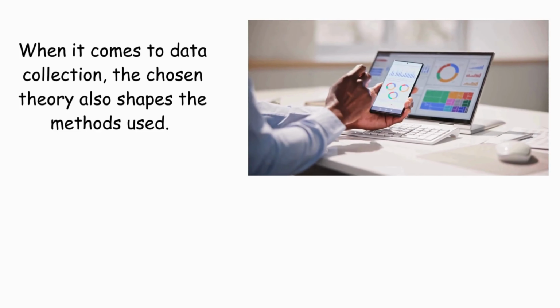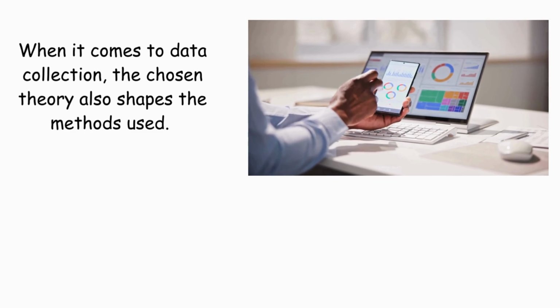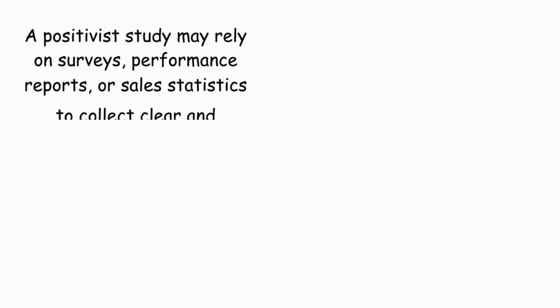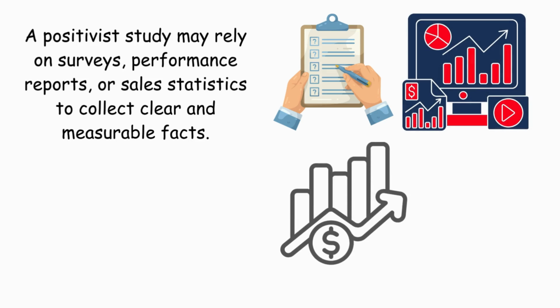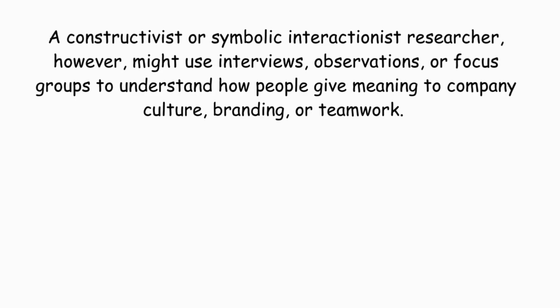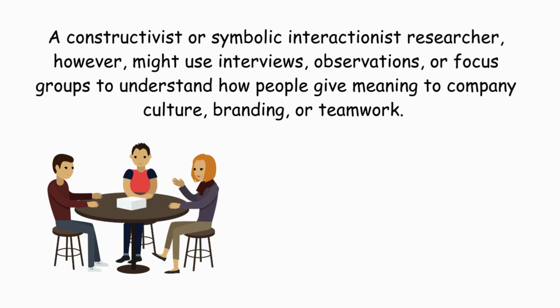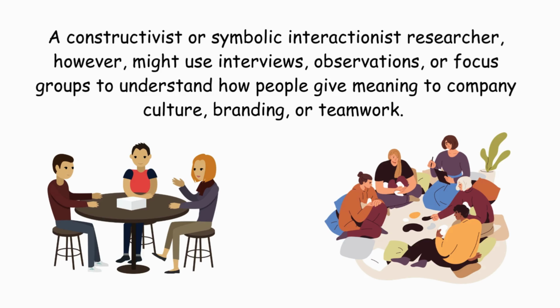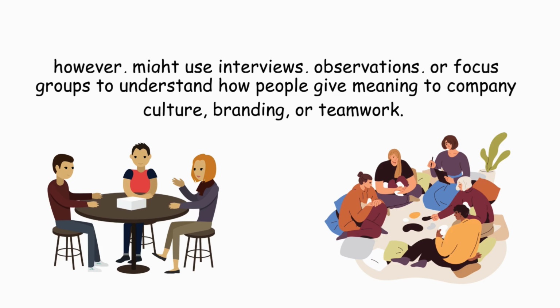When it comes to data collection, the chosen theory also shapes the methods used. A positivist study may rely on surveys, performance reports, or sales statistics to collect clear and measurable facts. A constructivist or symbolic interactionist researcher, however, might use interviews, observations, or focus groups to understand how people give meaning to company culture, branding, or teamwork.